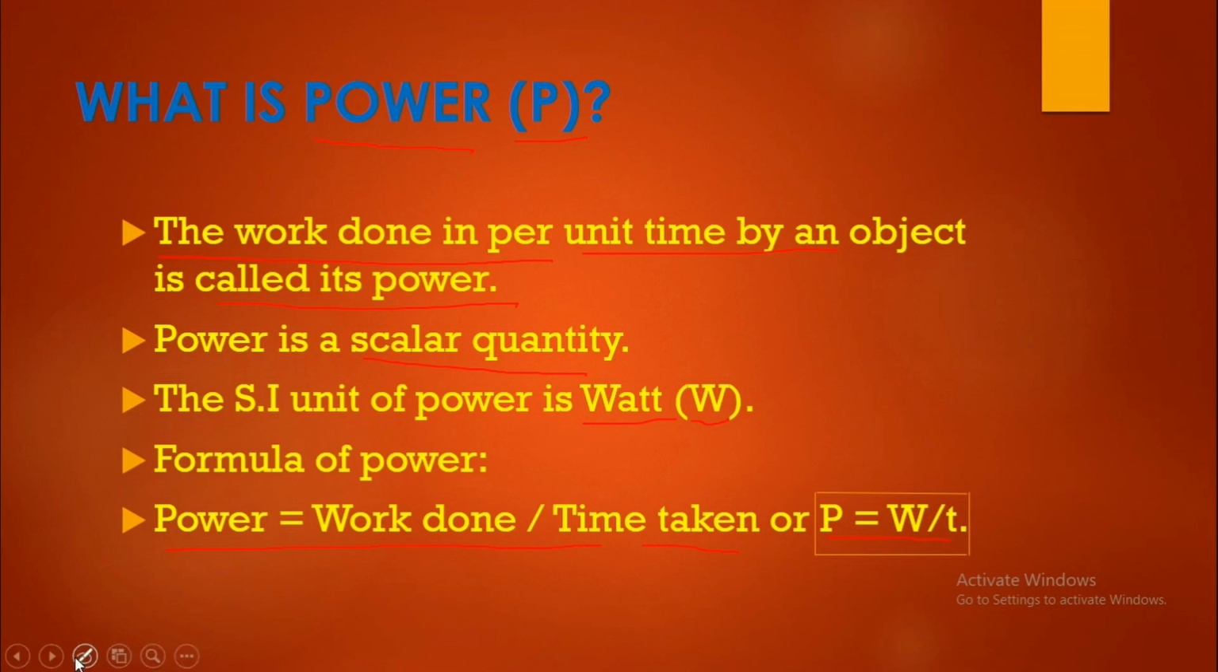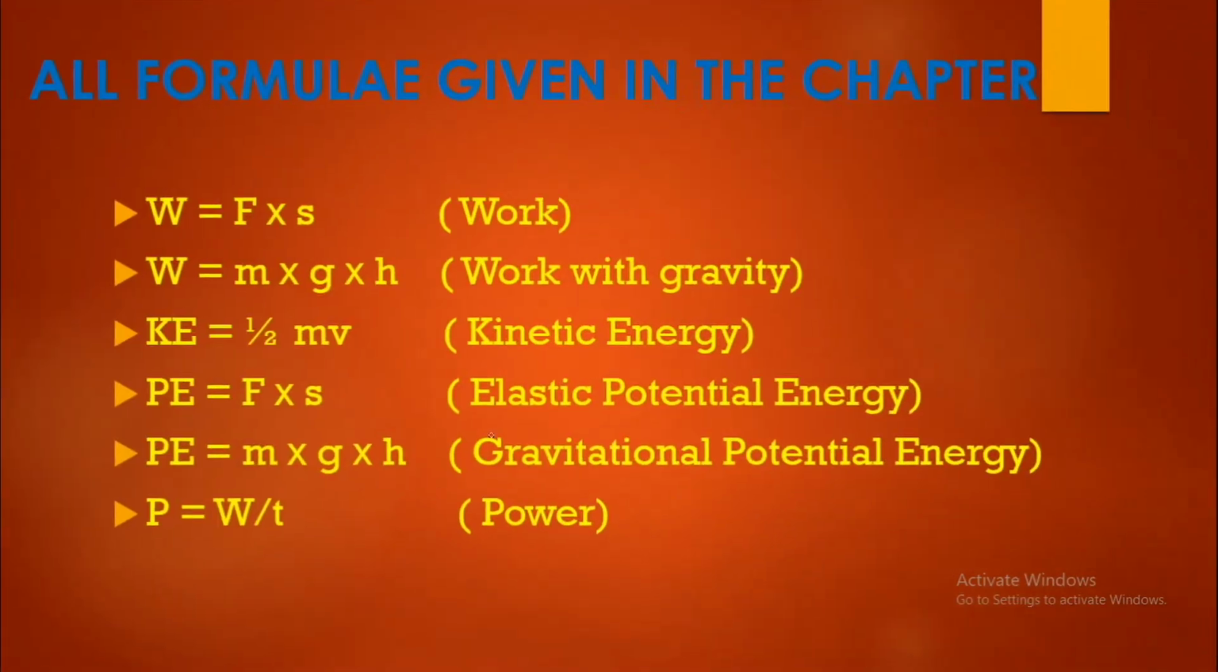So here our chapter is completed. Let's revise all the formulae given in the chapter. W is equal to Fs, this is work. W is equal to mgh, this is work against gravity. KE is equal to half mv square, this is kinetic energy. PE is equal to Fs, this is elastic potential energy. PE is equal to mgh, gravitational potential energy. P is equal to W by T, this is power. So here our chapter is completed.